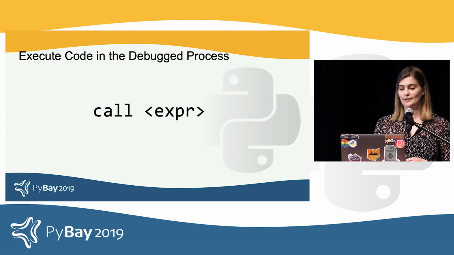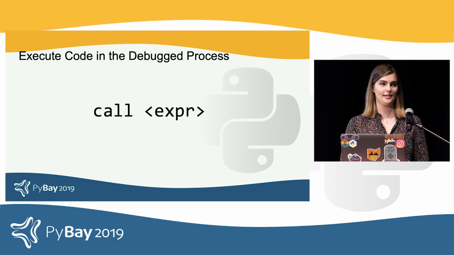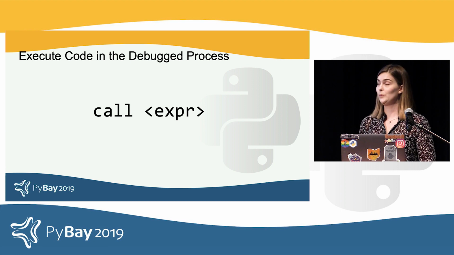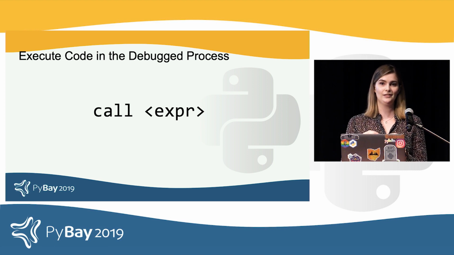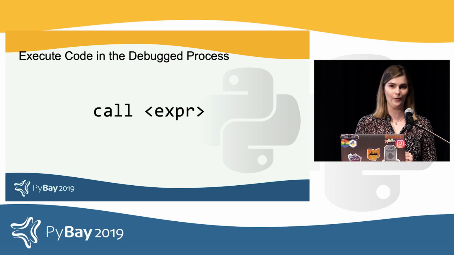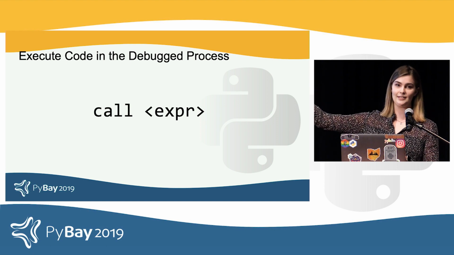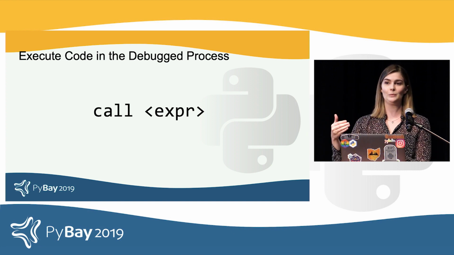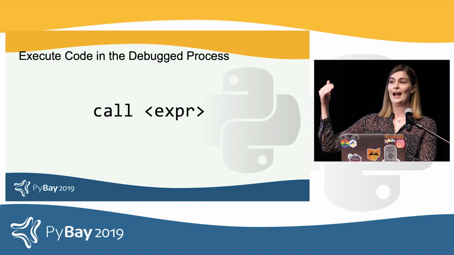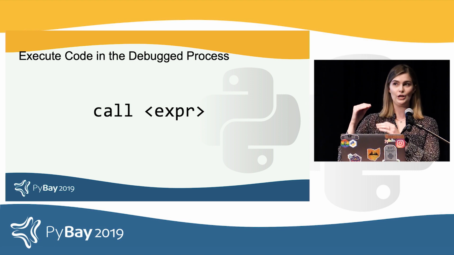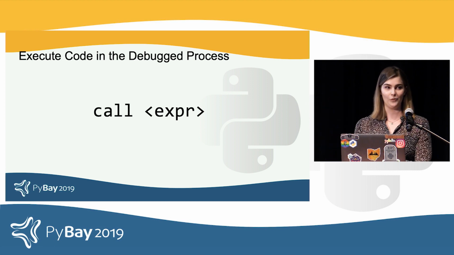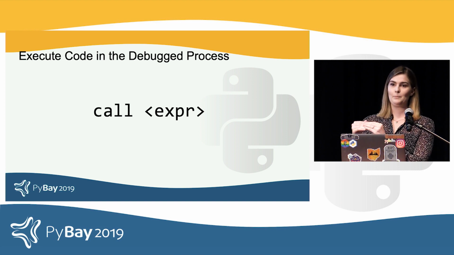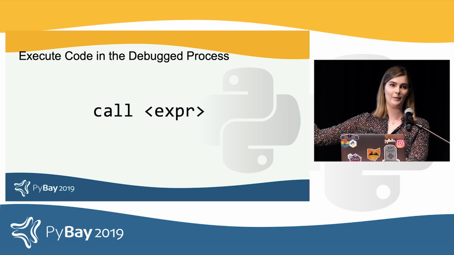So let's take a minute to talk about call. Call is actually a fairly complicated thing that's going on. What it will do is look up in the symbol table the function that you've passed in. So let's say you call function pow. It will look up in the symbol table, find function pow, find the memory address of pow, and then force the debugged process to jump to that memory address and start running from there. So basically, it pushes to the top of the stack of the debugged process this function that you've passed in.